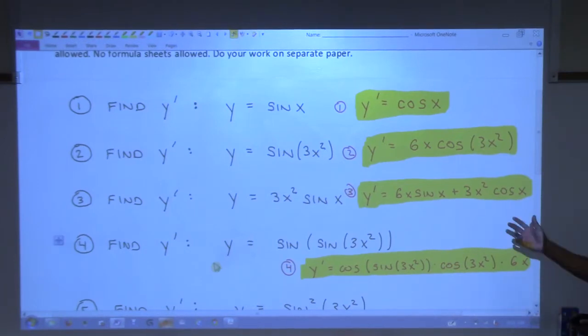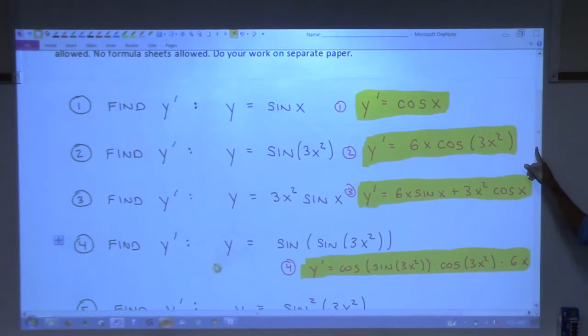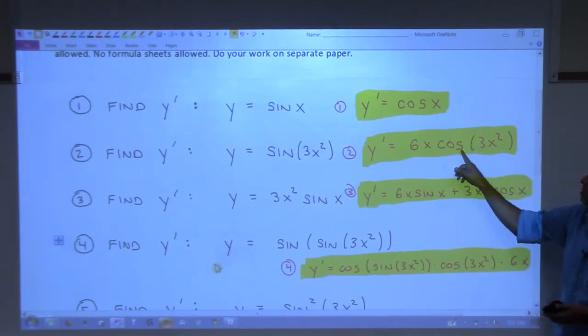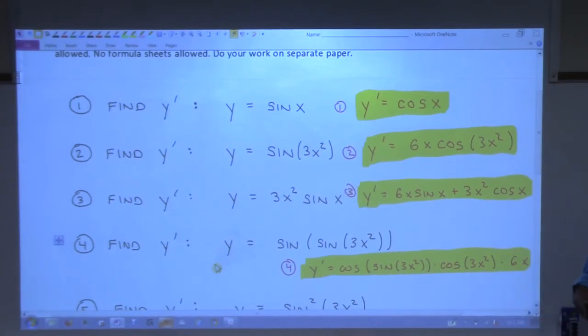No, the order is multiplication, it doesn't matter. So you can have your 6x back here, it's fine. I don't need it cleaned up. But you should have a 6x times a cosine 3x squared. All right, so I want you to grade yourself, take off however many points for each one. But I want to talk through these real quick.